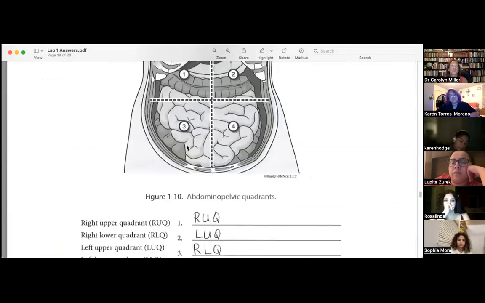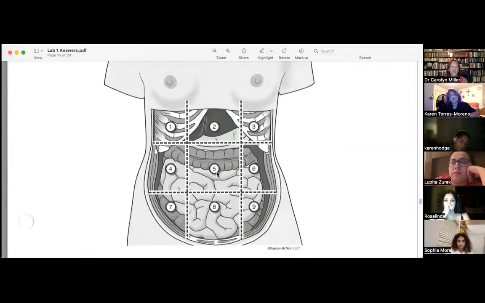Here are the 9 abdominopelvic regions: umbilical, epigastric, hypogastric, and then we have left and right hypochondriac, below the cartilage, lumbar, and then inguinal, or for the pelvic bone, iliac region.